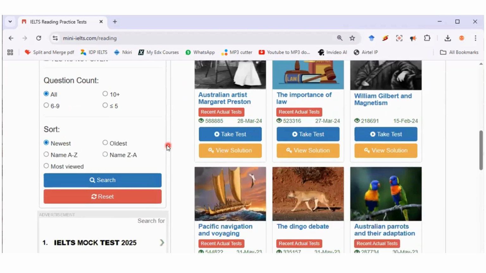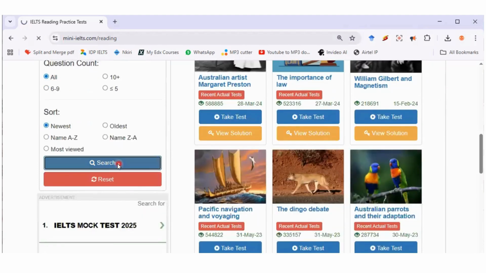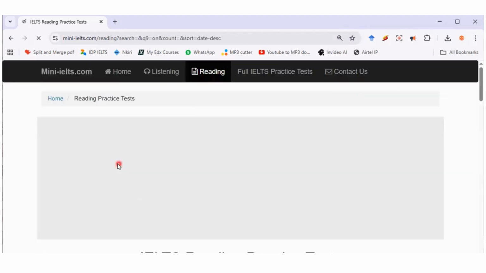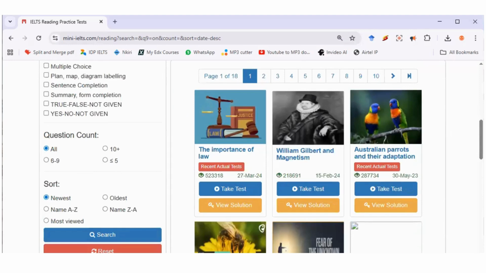So once you click on matching heading questions, you now come to the bottom here and you are going to select search. So all the links that it is going to bring out for you are going to be matching heading questions.